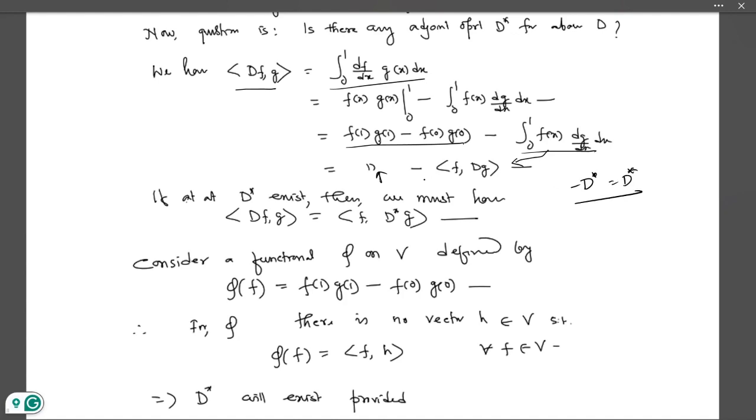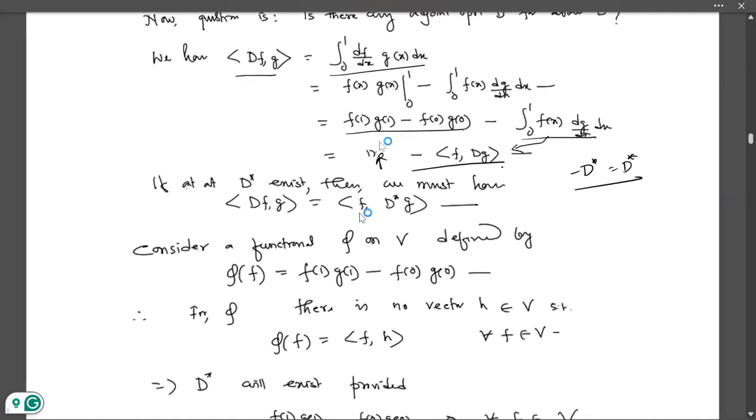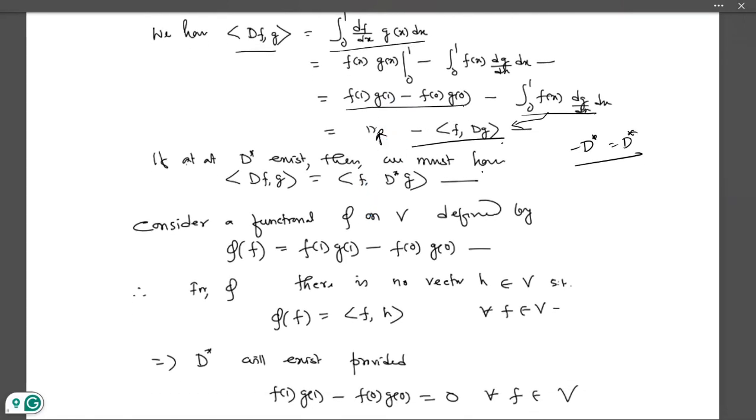Okay, from here, but it should be 0 first. If it is not 0, then we are suffering. We want something like f times some constant vector, maybe depending on g, let's say cg, so that you can take f common outside. So this becomes cg minus dg, and this c minus d will be some operator which will work as d star.